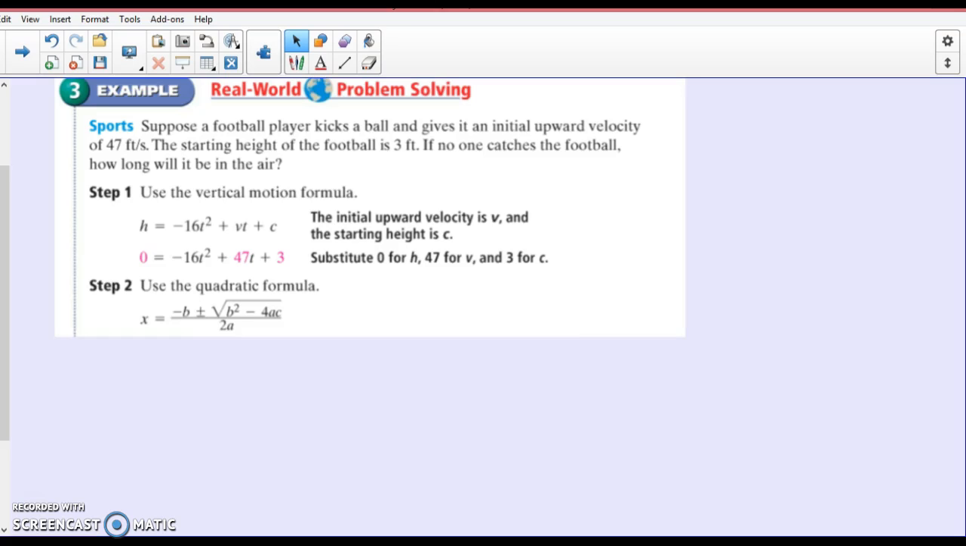Now, I have a question for you. If I kick the football from about here, 3 feet, what's it going to look like? Isn't the football going to go up, down, and what is its height going to be when it hits the ground? 0. So, height is 0 because they're saying, how long will it take for it to hit the ground? Well, the height has to be 0 because that's where it's going to hit the ground.